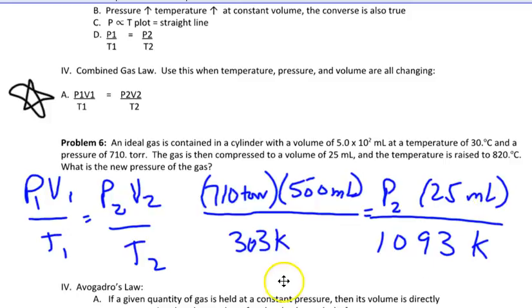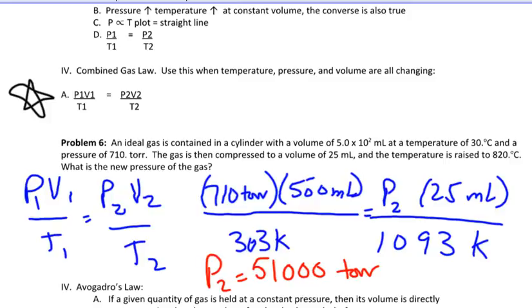Well, what about temperature? Temperature also went up. If temperature goes up, pressure goes up. So I have two relationships that are going to drive pressure to go up. So there's no doubt in my mind that pressure is going to be bigger than 710. Let's see what you get.